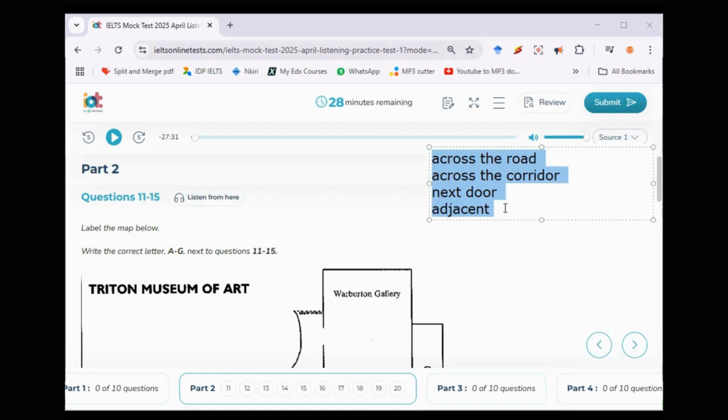Feel free to rewind and replay and listen closely to what the speaker says, so that you can track all the signposting words and all the direction-specific words that they used, and use that to learn. That's how you improve. That's how you improve. Hope you get my point.